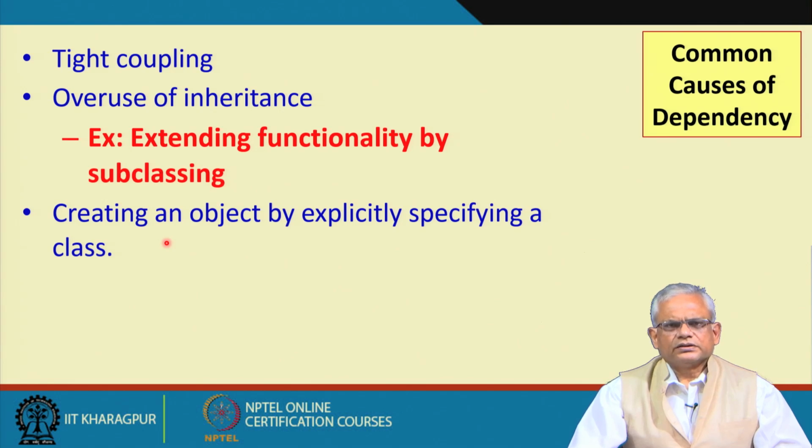Creating objects by explicitly specifying the class, we say new and some class. It looks very natural to us in the initial coding that we have to use the new operator on the specific class and get the object, but we will see that it really increases the coupling.